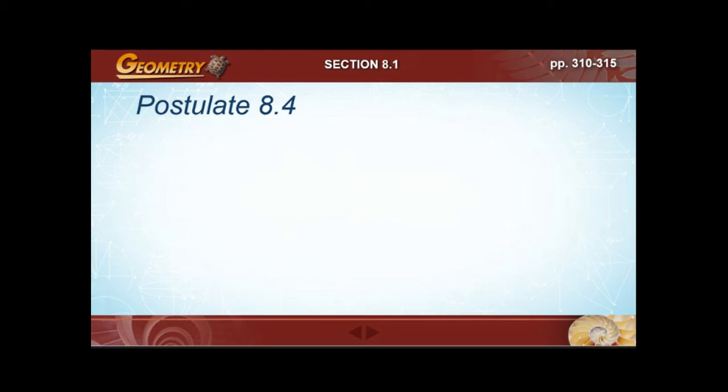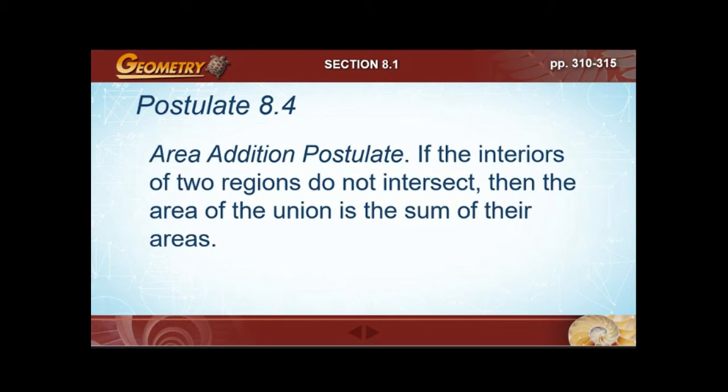Postulate 8.4 is the area addition postulate. If the interiors of two regions do not intersect, then the area of the union is the sum of their areas. I'm going to read that again, and I'm going to point out a few things. If the interiors of two regions do not intersect, then the area of the union is the sum of their areas.